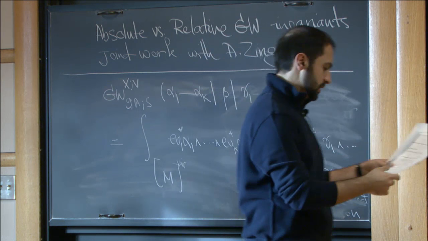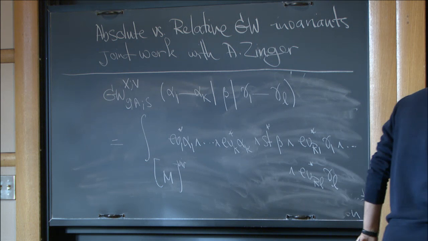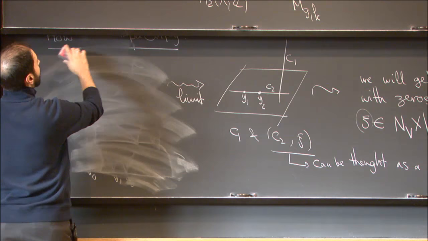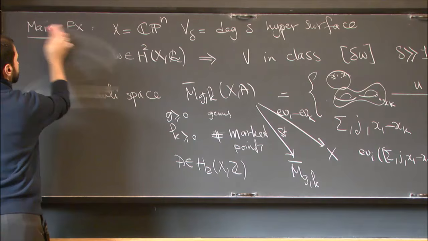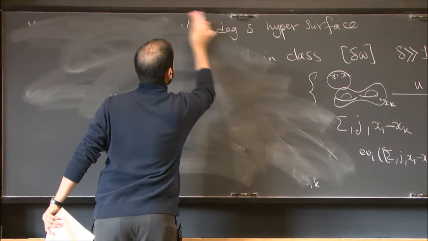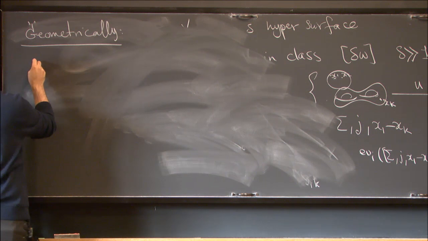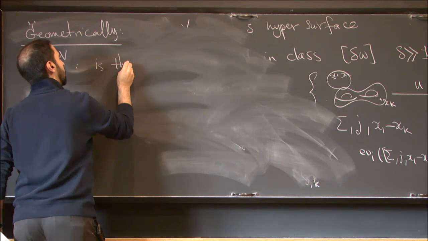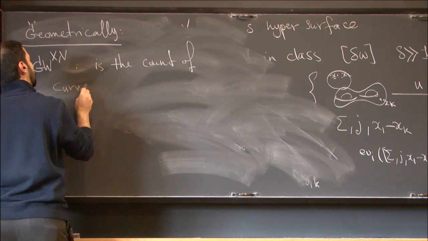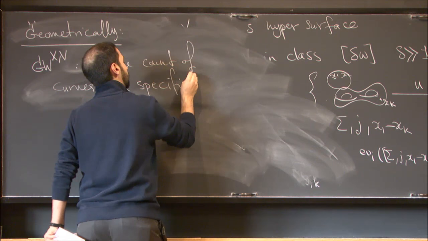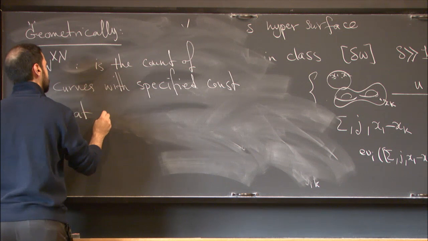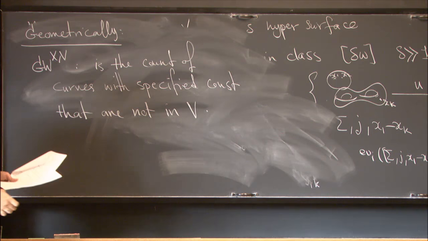In this picture, geometrically, what you're counting is the number of J-holomorphic curves which are not inside V. So geometrically, if you arrange for everything to be geometric, then this GW is the count of curves with the specified constraints that are not inside V. So that's the difference with the classical case.